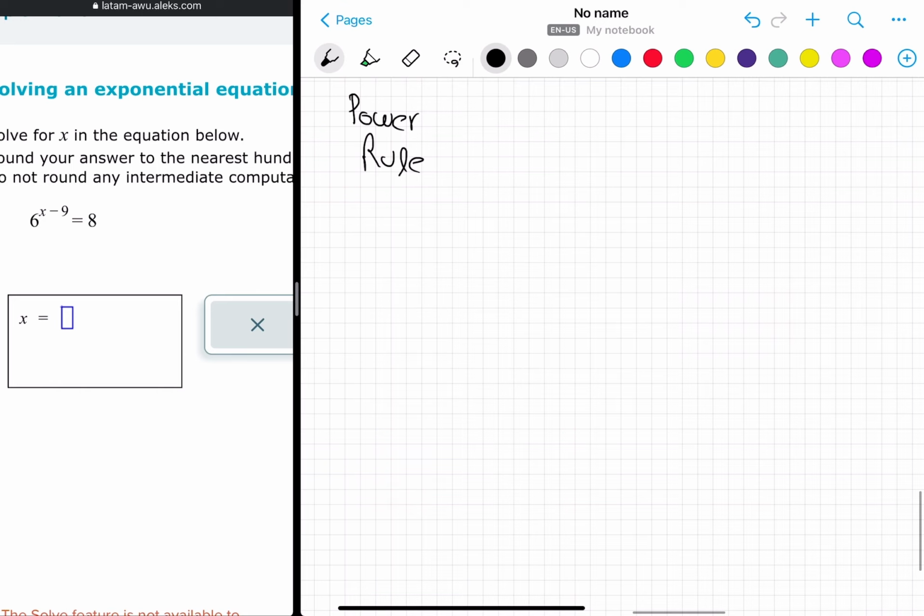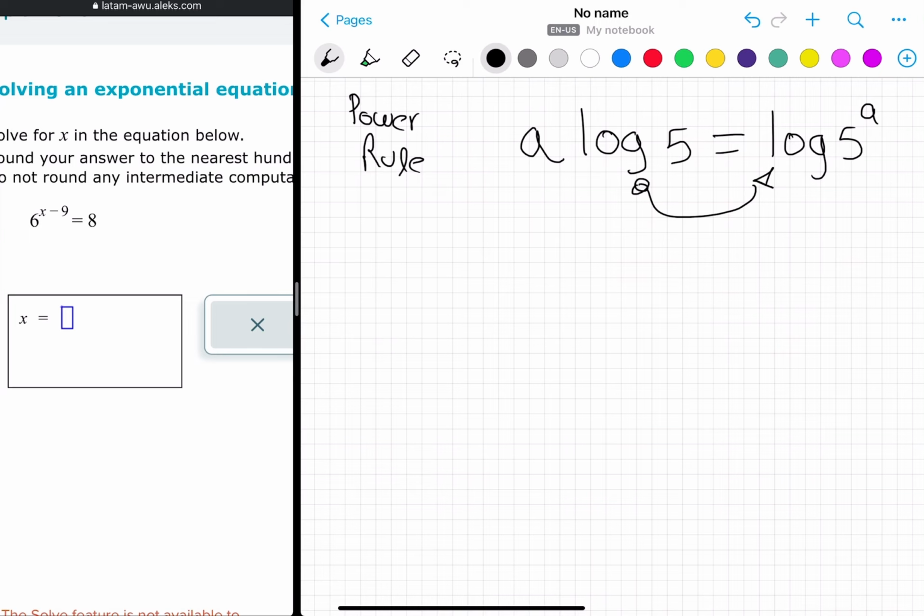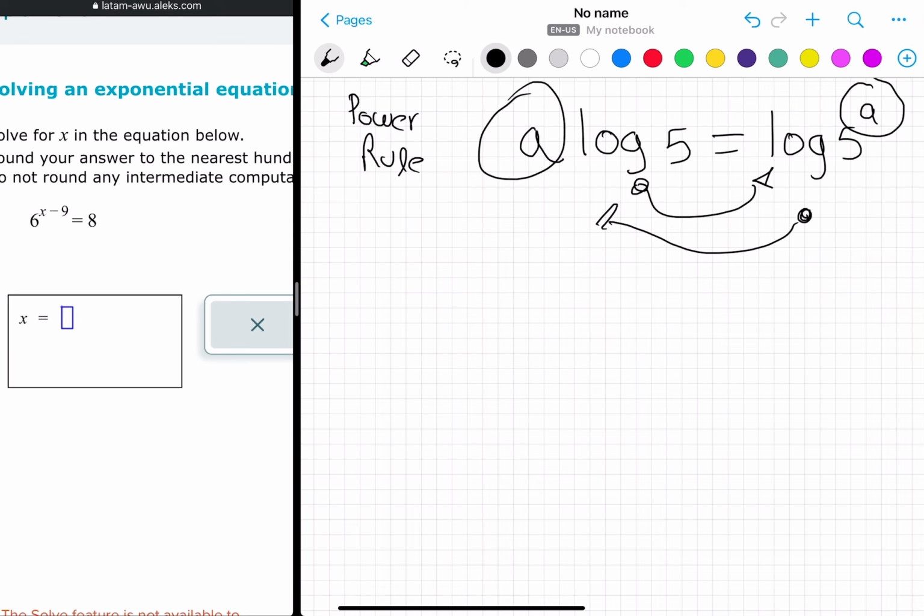which tells me that whenever I have a number, say a, multiplying my logarithm base 5, for example, you can write this also as a logarithm base 5 of something to the power a. And you can go from this to this, or from this to this, depending on the situation that you are given. We want to take advantage of this property of logarithms to take the exponent down here.